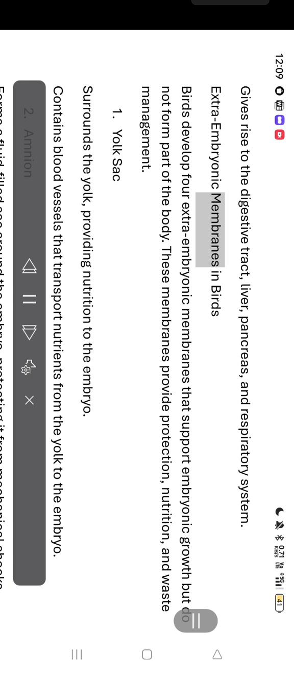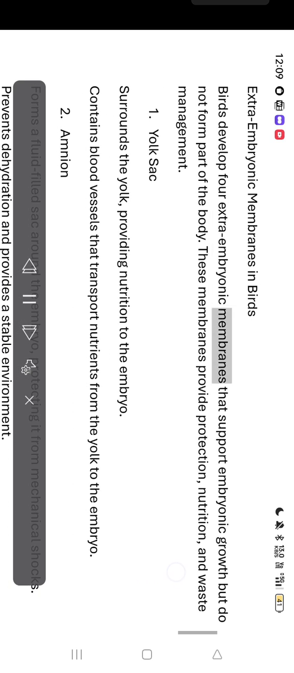Extraembryonic membranes in birds. Birds develop 4 extraembryonic membranes that support embryonic growth but do not form part of the body. These membranes provide protection, nutrition, and waste management. Yolk sac. Surrounds the yolk, providing nutrition to the embryo. Contains blood vessels that transport nutrients from the yolk to the embryo.